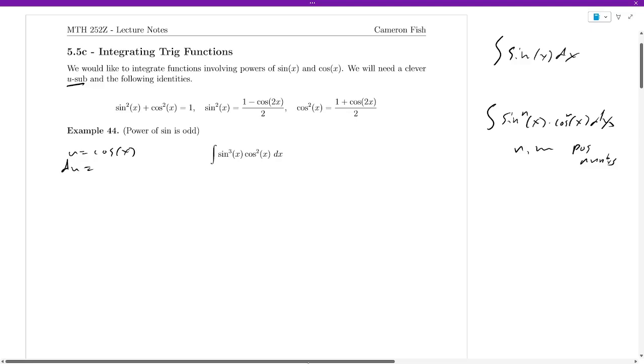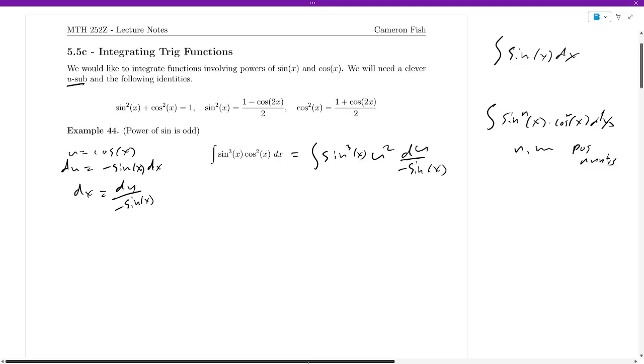Then I do my du. The derivative of cosine is negative sine. And I like to rearrange: dx equals du over negative sine of x. So it's important here that we're dividing by sine. We'll see what happens. In our integral, sine cubed stays for the moment. What's cosine squared? Well, it's u squared because we said u was cosine. So this is u squared. And then dx becomes du over negative sine.